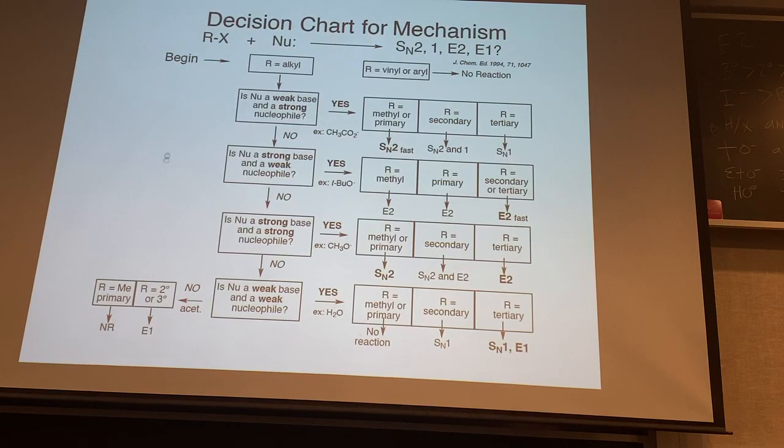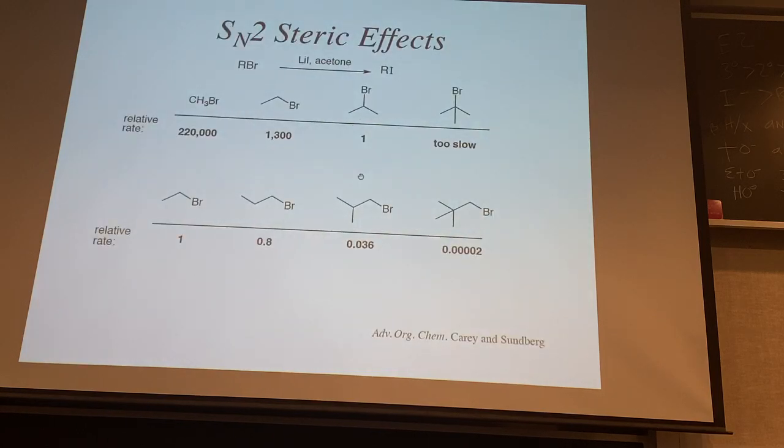And I've got this decision chart. If you want to be looking ahead for Friday, I'll go through this and we'll show some examples of each one. But it'll be mainly these ideas right here that we're already focused on. And then I've got some actual data with actual rates for different substrates that will hopefully help you lock in these concepts, okay?